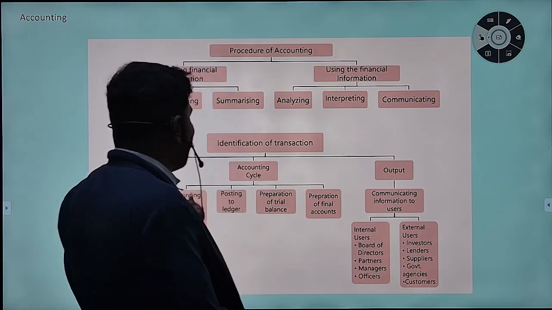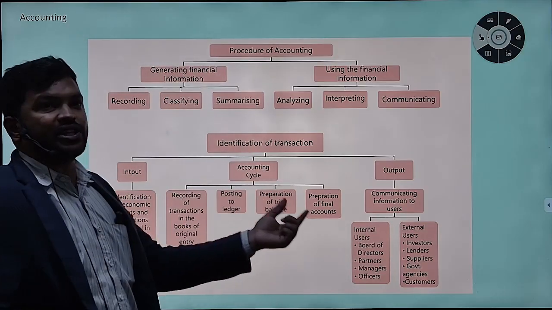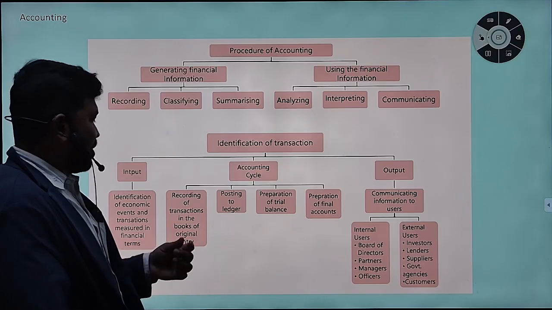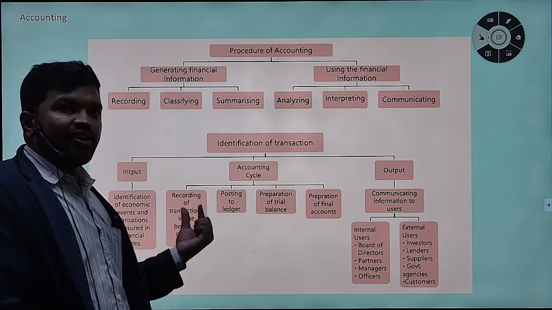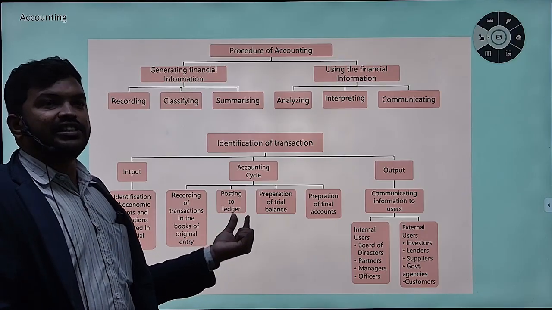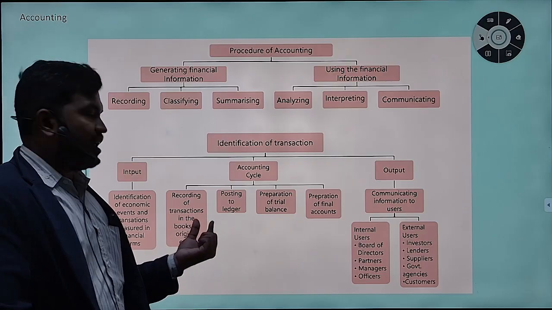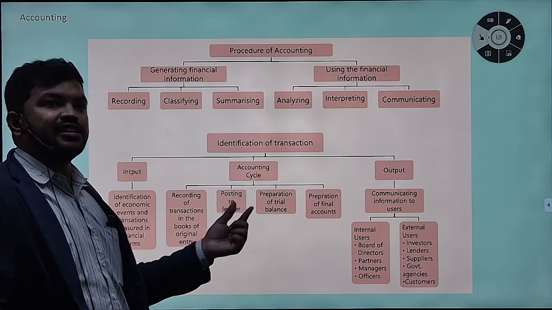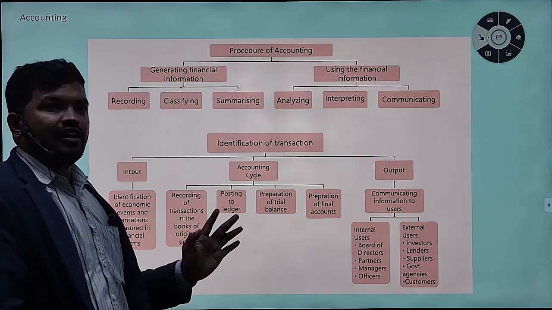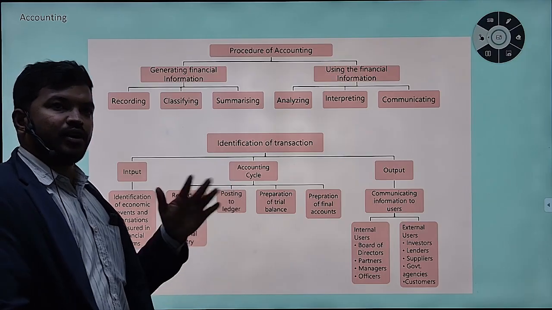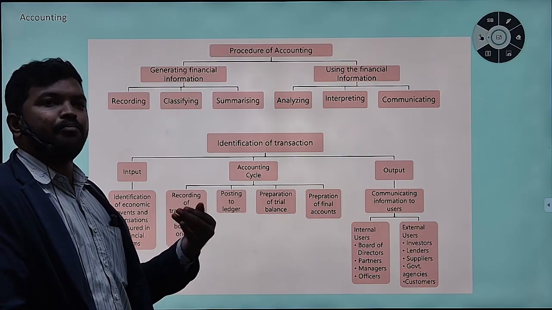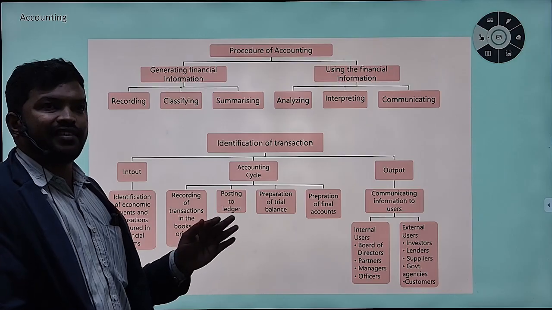So in between there is this whole process which is called the accounting cycle. What happens in the accounting cycle? Recording of transactions happens in the journal. You post to the ledger. Ledger in the sense of separate accounts. You open a separate account for each, for example salaries, purchases, sales, cash, bank, and so on. There are several ledger accounts.